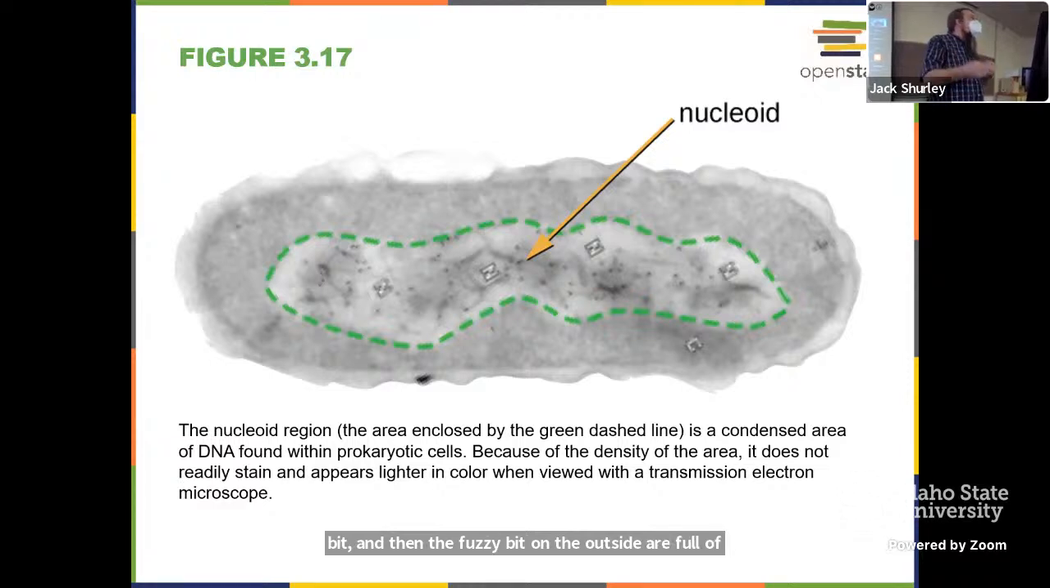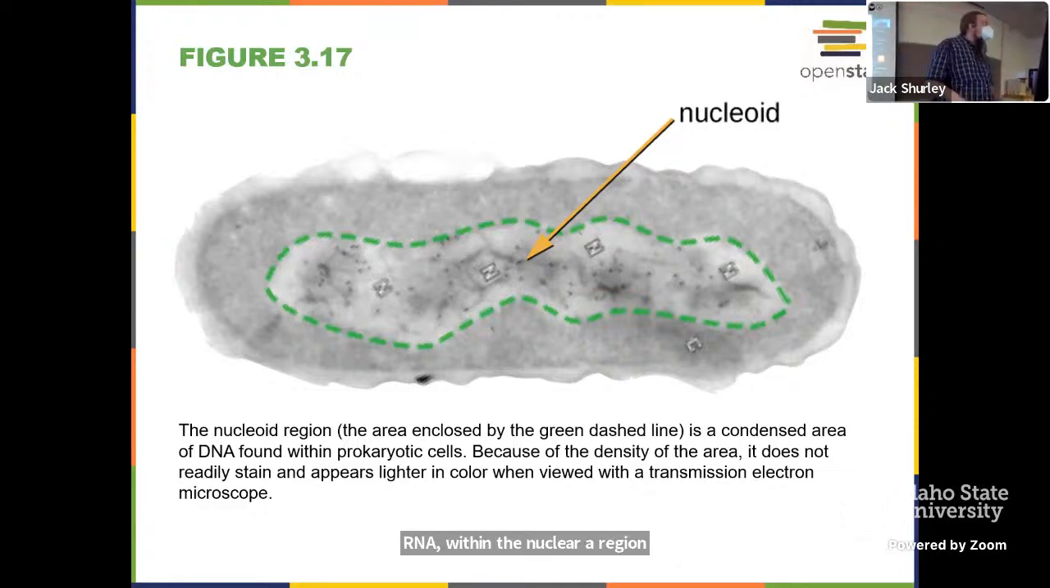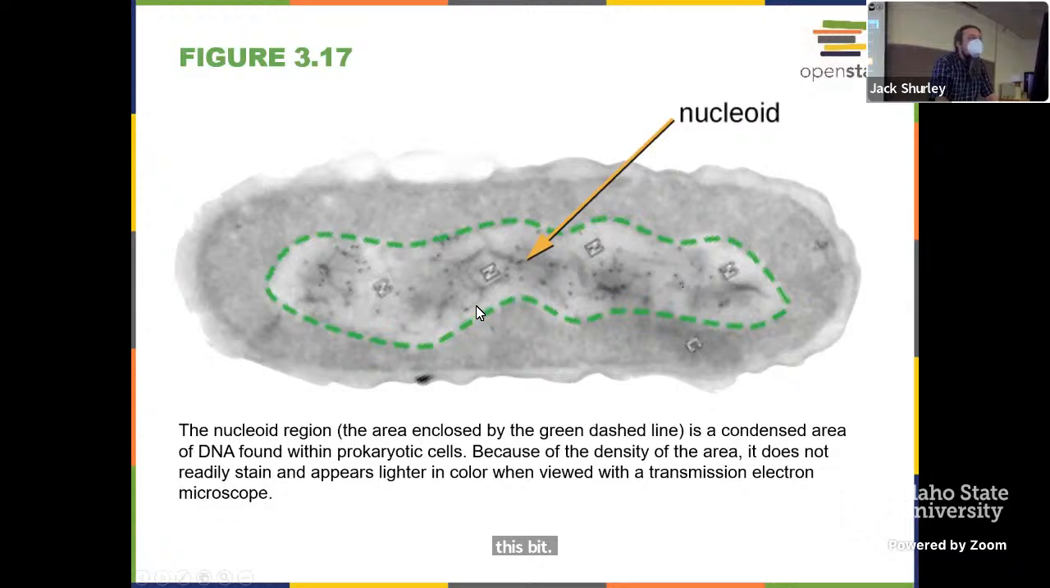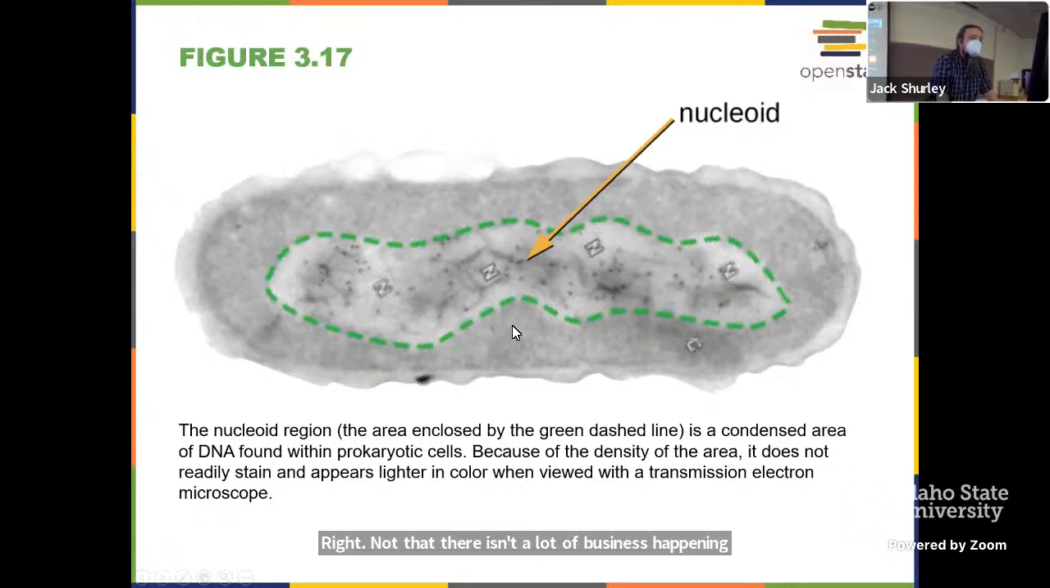And as we are building messenger RNA within the nucleoid region, we start reading it right out in the fuzzy bit, right? In the periphery is where all of these proteins are getting made. And that's why it's kind of hazy, right? Because there's a lot of business going on in this bit, right? Not that there isn't a lot of business happening in the nucleoid region. There's high levels of activity, all right?